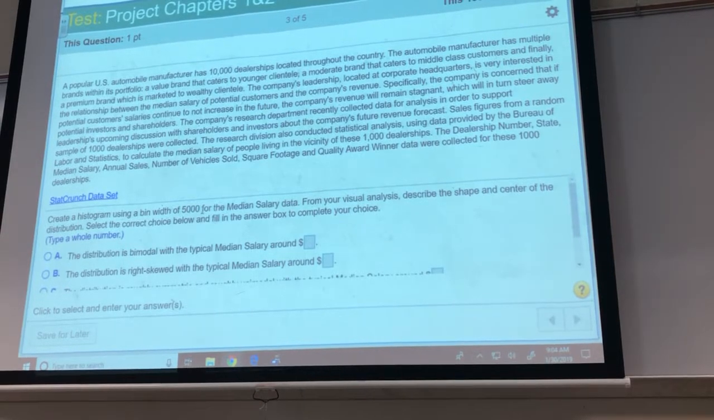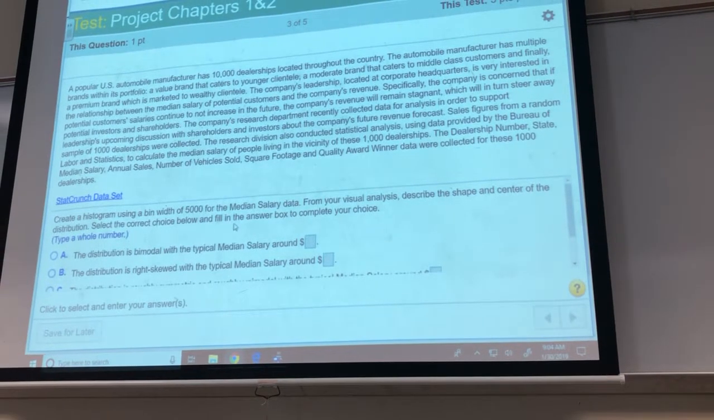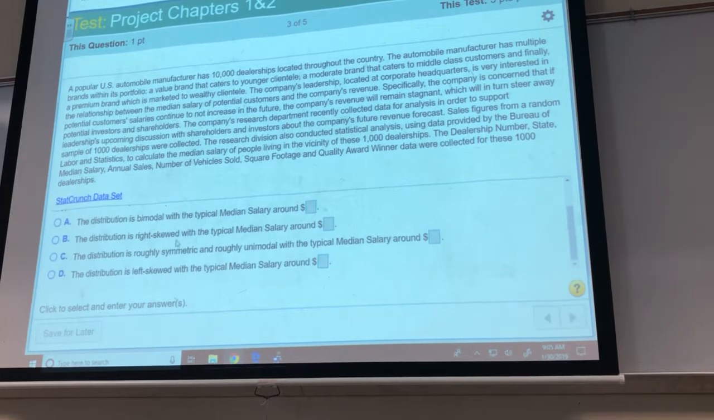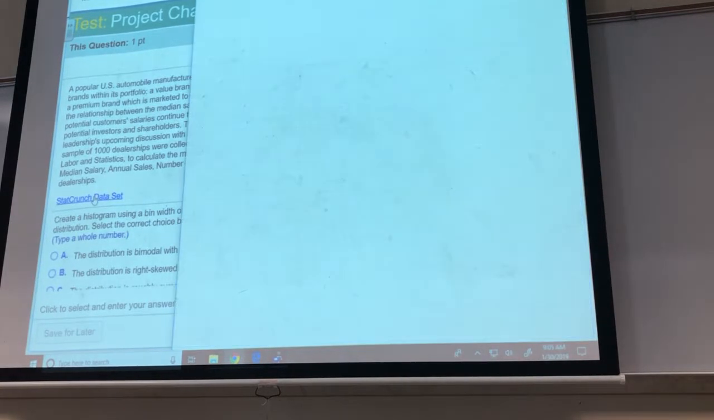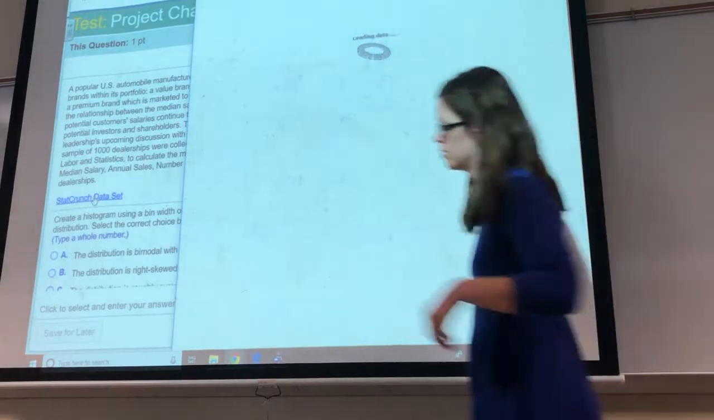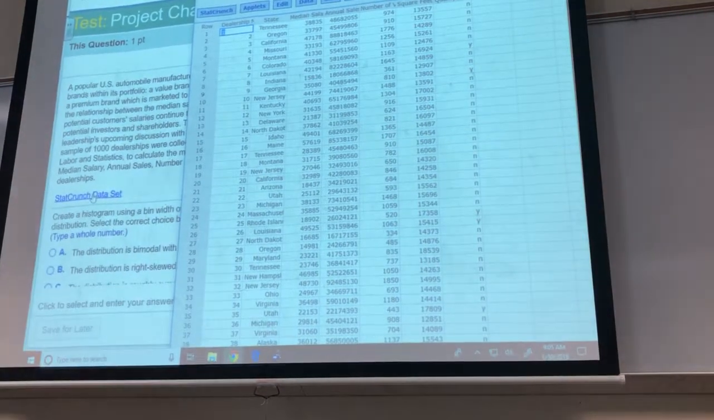Okay, so then we're going to create a histogram using a bin width of 5,000 for the median salary data. Right, and then we're going to describe what it actually looks like. So what I'm going to do for that one, StatCrunch. Let me come up here and write out what StatCrunch is.